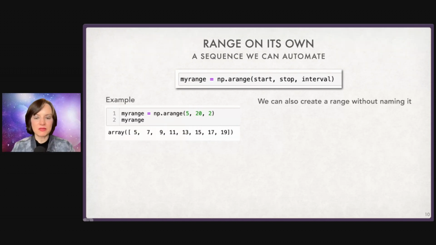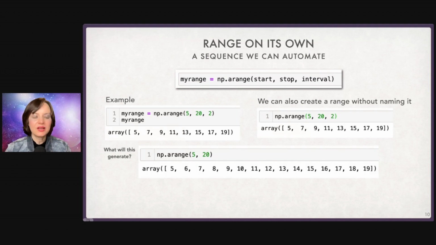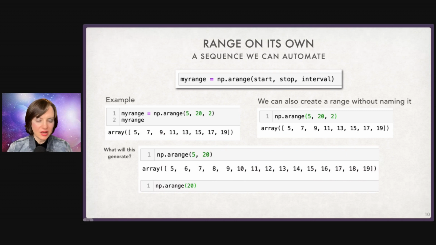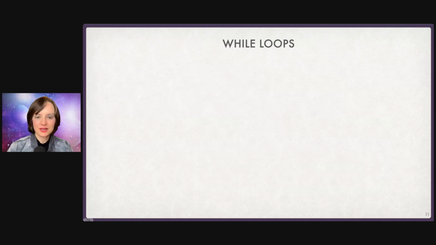And we can also create a range without naming it. I can just write out my range. So test yourself. What will this particular line of code generate? You got it. The numbers 5, 6, 7, 8, all the way up to 19. And what about this one? That's right, 0 through 19. Very good. All right, so we got ranges.